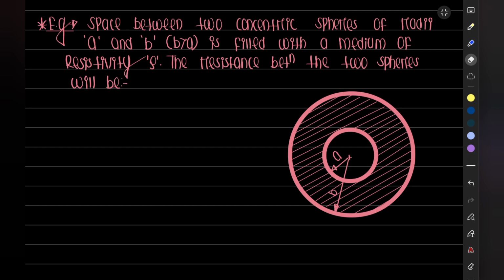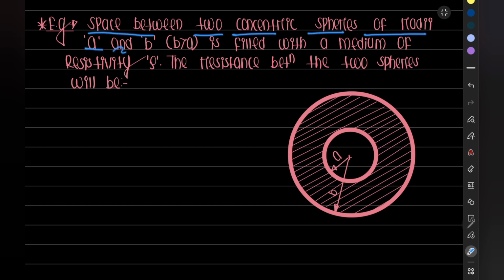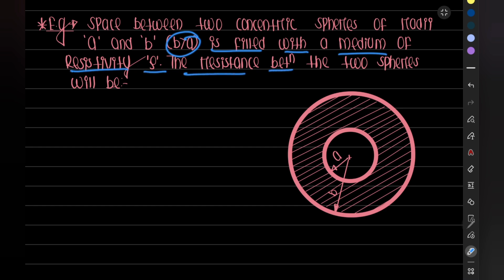And once again, I have brought you one more question, as you can see on the screen. The question is basically saying the space between two concentric spheres of radii A and B, where of course B is greater than A, is filled with a medium of resistivity rho. The resistance between the two spheres we want to find.